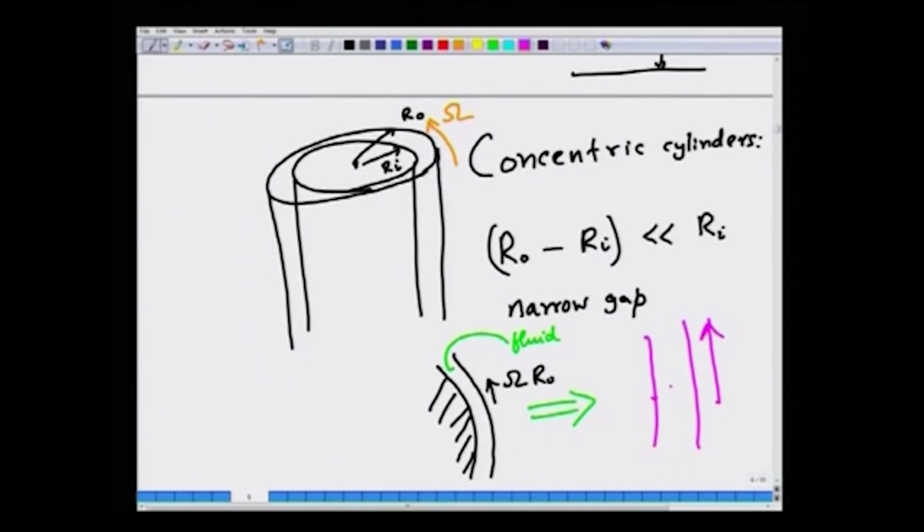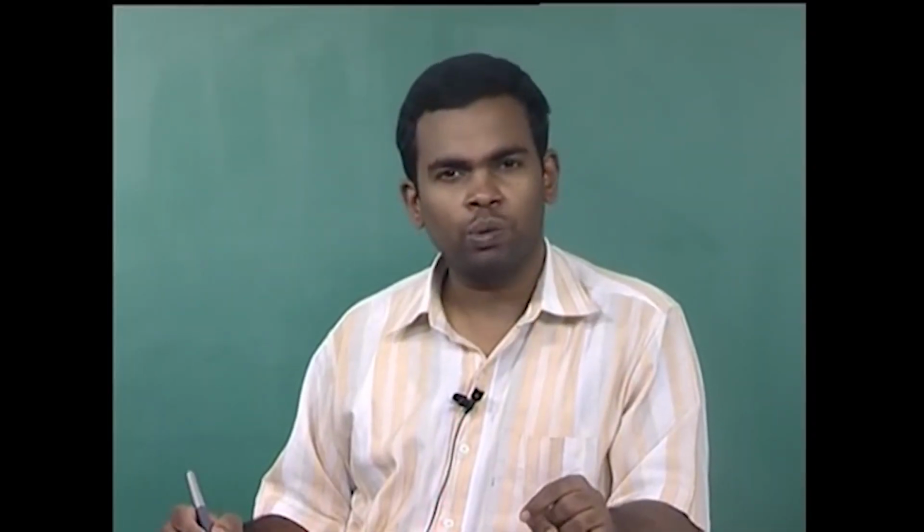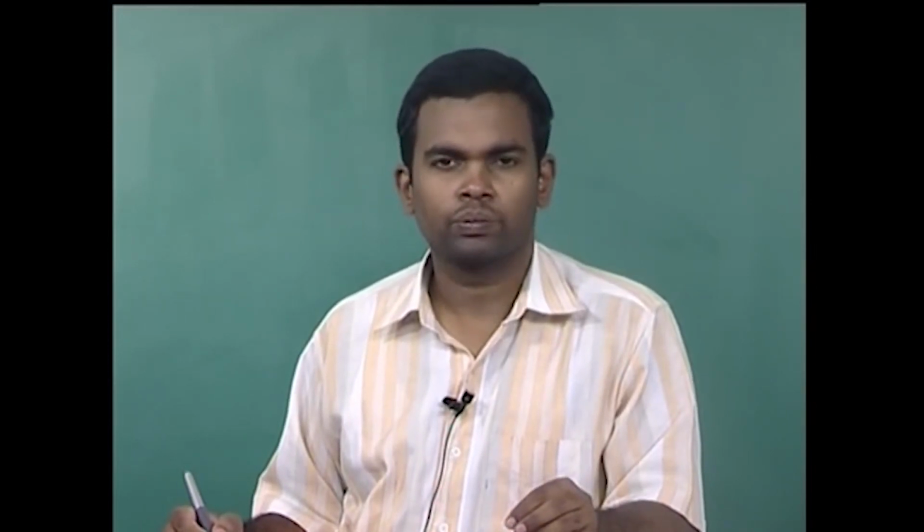So, you can use this simple solution locally even in cases where the two plates are not parallel to each other, but if the gap between the two plates is narrow, then locally the velocity profile will be just the planar Couette flow velocity profile which we just derived.